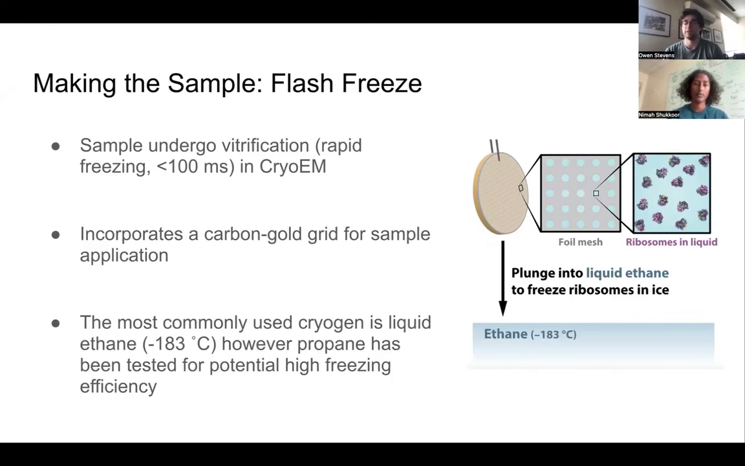However, because cryo-EM is still such a new technology, people are constantly looking at how to improve it, how to change it, and what aspects of the procedure can be improved upon. So in that case, some people have been testing propane and have had varied results on potential high freezing efficiency, better than liquid ethane.